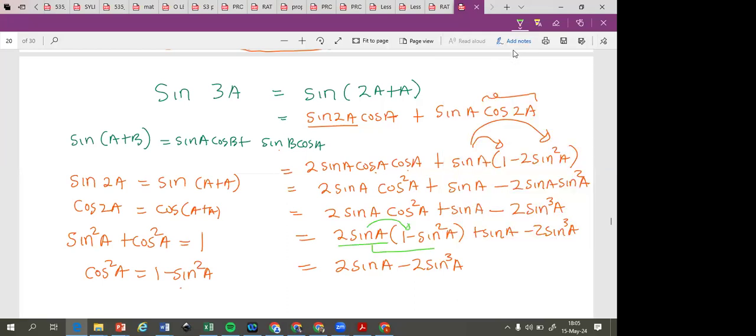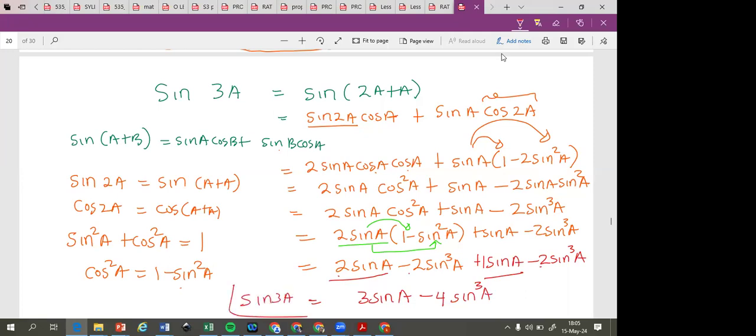The whole of it, it will also multiply there. Now, after noticing that, you continue. Plus sine of A minus 2 sine cubed A. Now, this sine A and the 2 sine A are like terms. So this is 2, this one has a hidden 1. 2 plus 1 gives us 3 sine of A. This is minus 2 minus 2, which gives us minus 4 sine cubed of A. And therefore, sine 3A is equal to that.